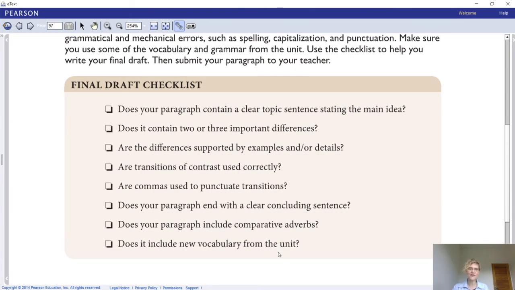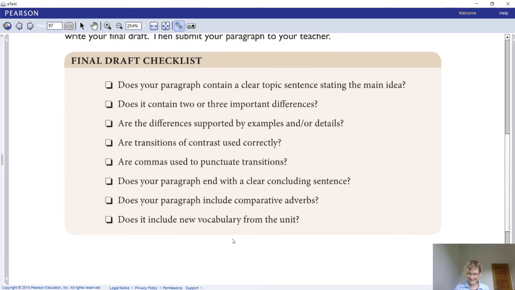For your checklist, remember, does your paragraph contain a clear topic sentence stating the main idea? Does it have 2 or 3 main points which are explained, detailed, and with examples? Did you use transitions of contrast between your main points? Are commas used to punctuate transitions? Does your paragraph end with a clear concluding sentence? Does your paragraph include comparative adverbs as a grammar? Does it include the new vocab from the unit?